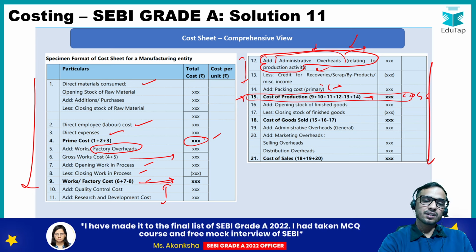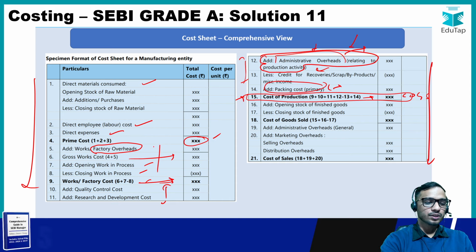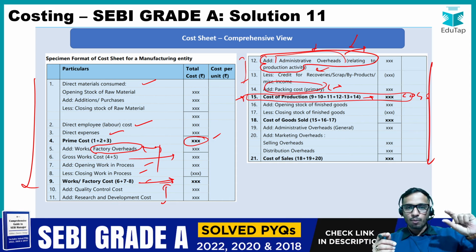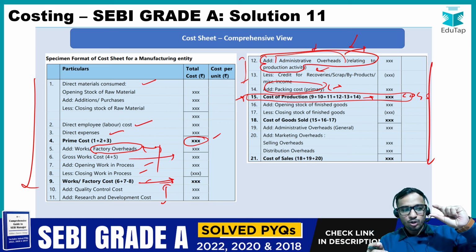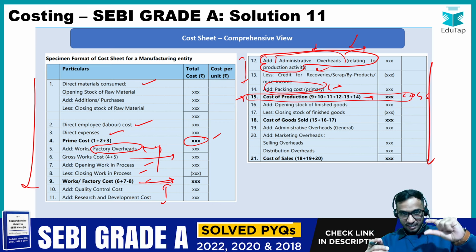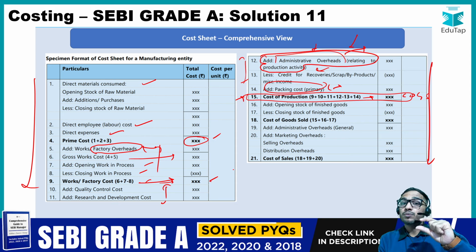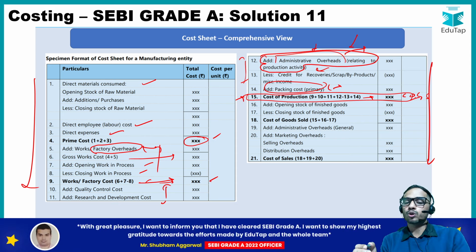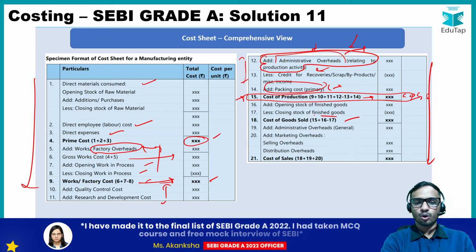So this packing can also be added here, right? That is factory overhead. So the main criteria that you need to remember is prime cost. Then you need to remember you have the factory cost. Then when you add administrative overhead related to the production, you get this cost of goods sold or cost of production. Then after that, you see this is cost of goods sold.